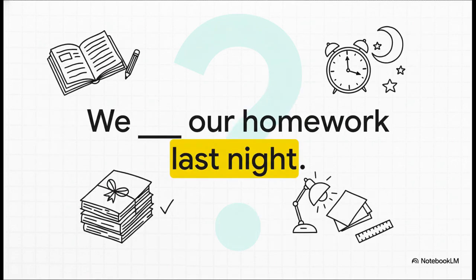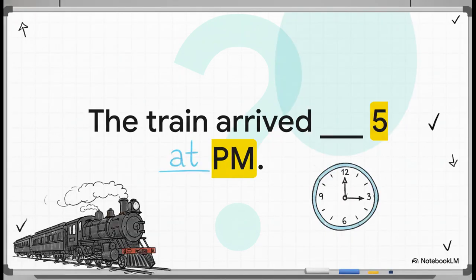All right, moving on. Our homework last night. A, did, B, do, or C, done. The past tense of do is A, did. We did our homework.